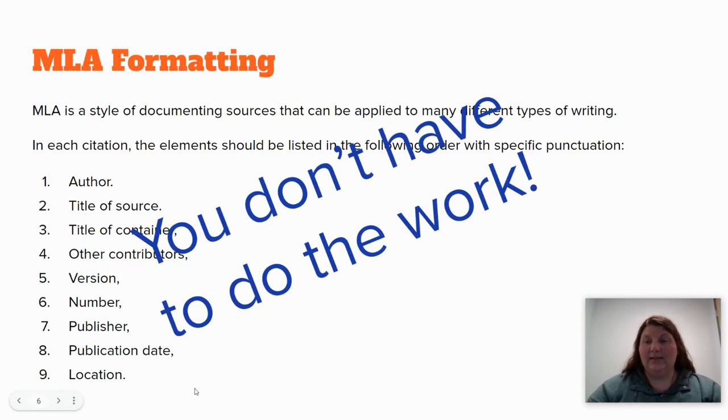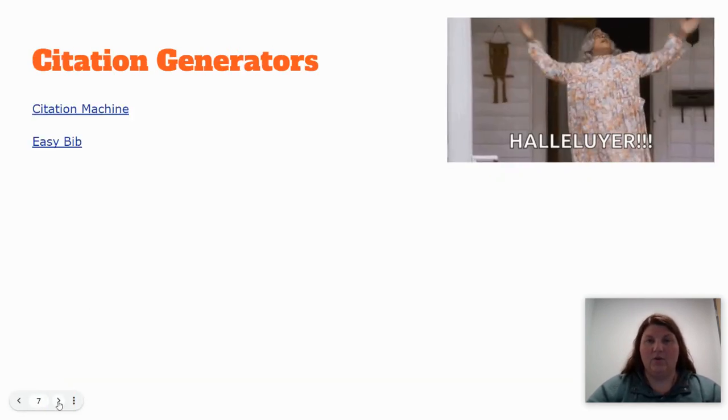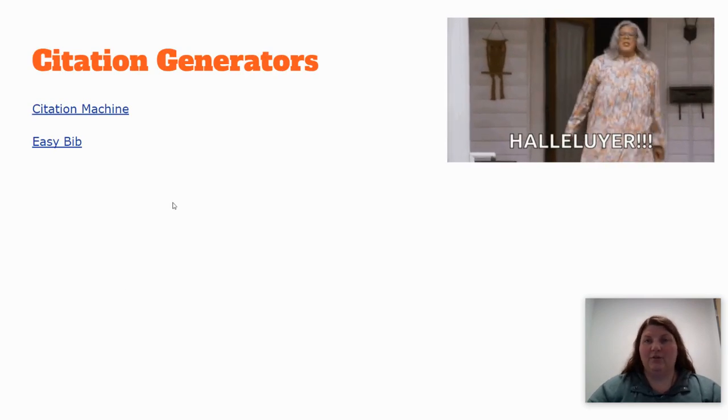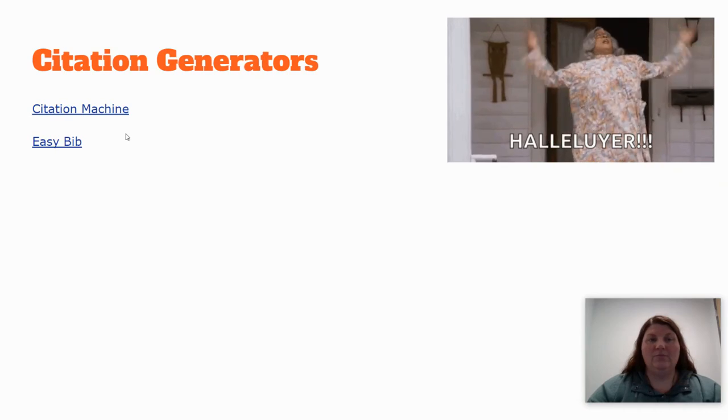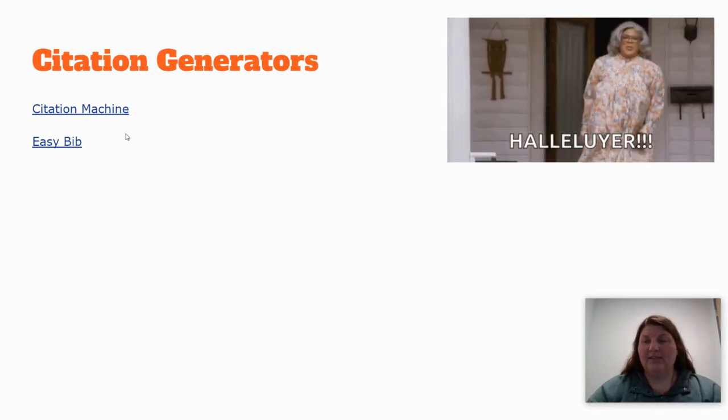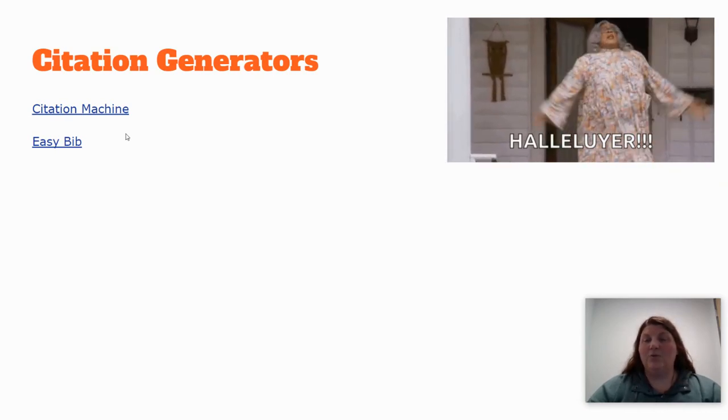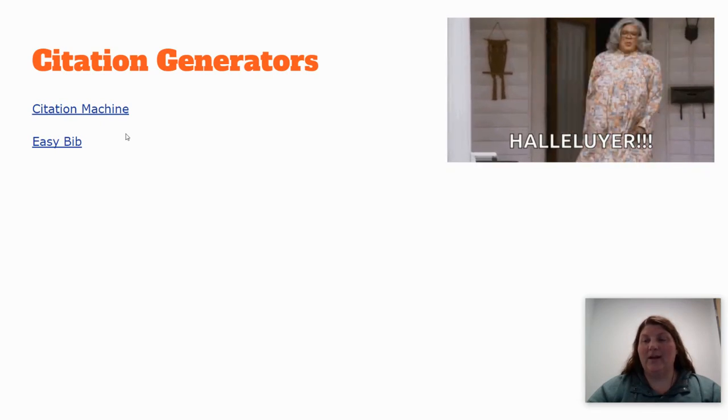The nice thing is that you do not have to do the work to go find all of this stuff and put it in the correct order and make sure the punctuation is correct and all of that. Because we're in 2024, we have citation generators. These are websites where you can copy and paste a link to your source and you can get the citation information formatted for you.